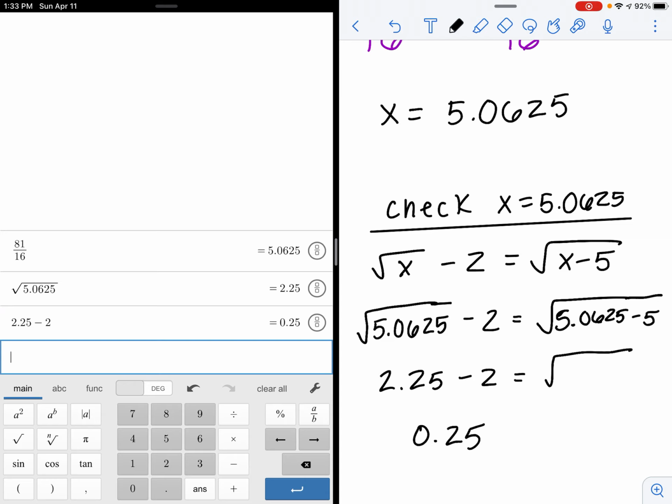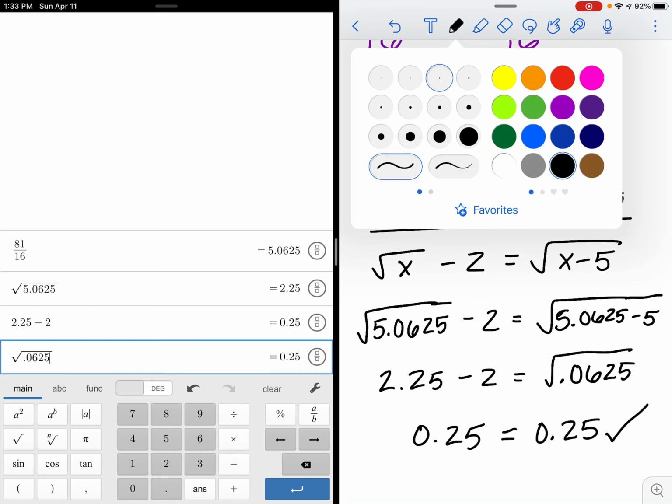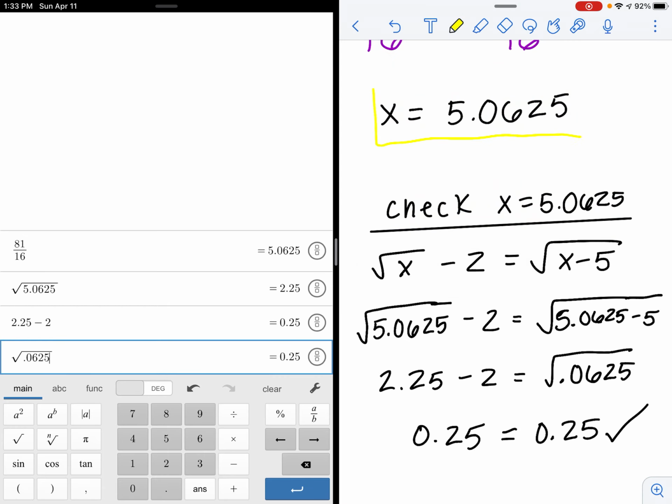Okay, so now if I simplify on the right side, 5.0625 minus 5 is 0.0625. And if I take the square root of 0.0625, I also get 0.25, a fourth. So because that checks out, this works. This is in fact the answer to the problem.